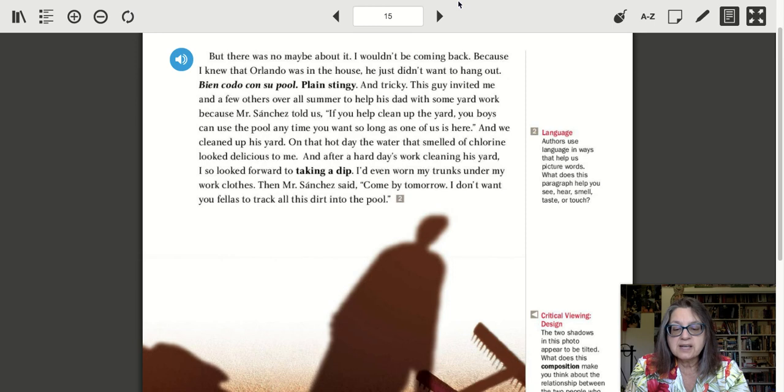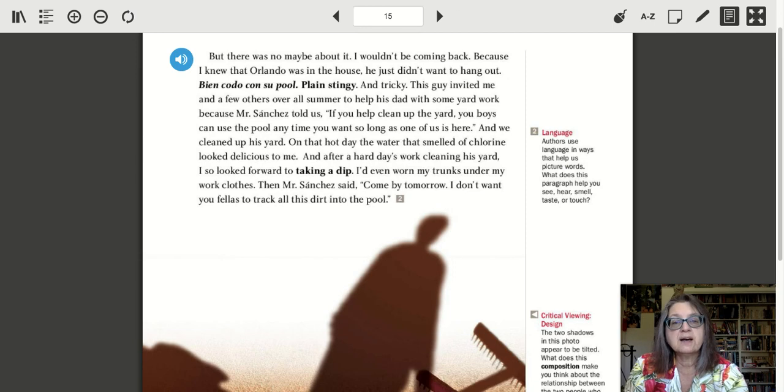On that hot day, the water that smelled of chlorine looked delicious to me. And after a hard day's work cleaning his yard, I so looked forward to taking a dip. I'd even worn my trunks under my work clothes. Then Mr. Sanchez said, come by tomorrow. I don't want you fellas to track all this dirt into the pool.